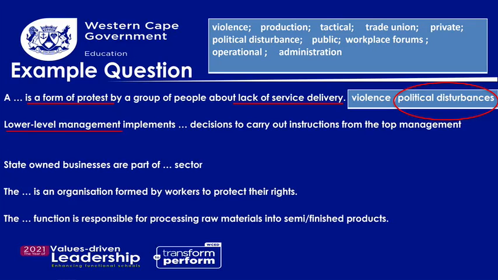Right, the next sentence says, lower level management implements what decisions to carry out instructions from top management. So once again, we're going to underline, we are speaking about management, and now we need to go and choose 2 words that have to do with management, and I've got tactical and operational there. So now I'm going to underline another part of the sentence that says decisions. So what kind of decisions do they make, tactical or operational? Now guys, we now know that it is top management, it is lower level management, and we know that they are operational.